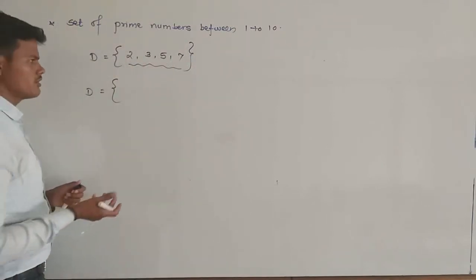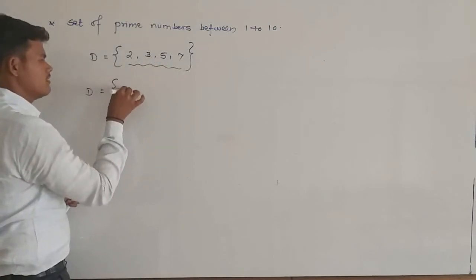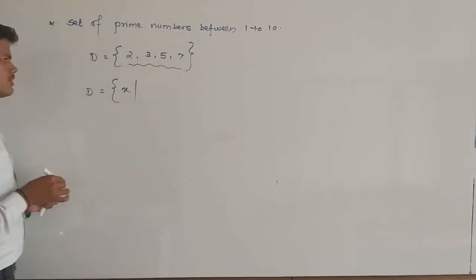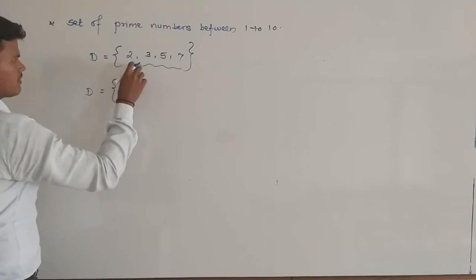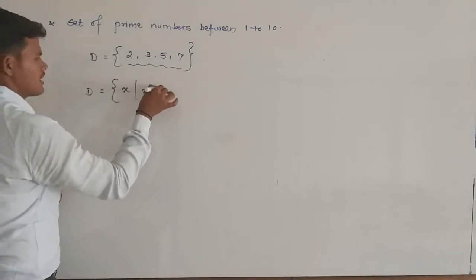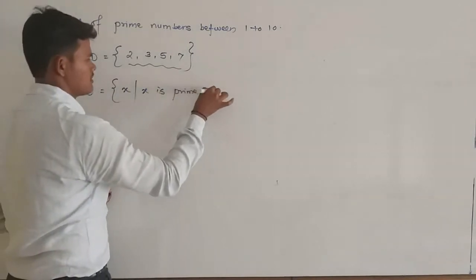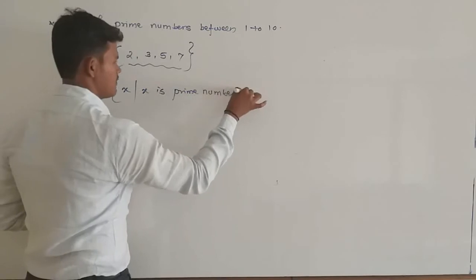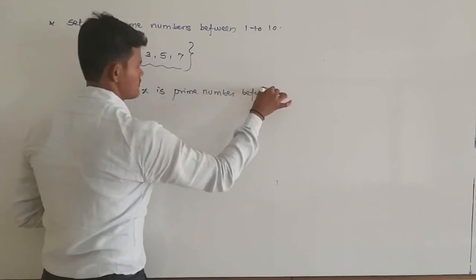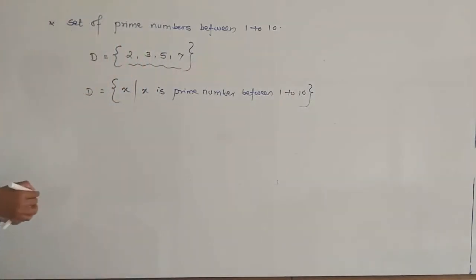So rule method means what? We do not write a list of elements. Instead we are writing a variable. So we'll write a variable for the elements as x. What does x denote? x is a prime number between 1 to 10. This is our rule method.